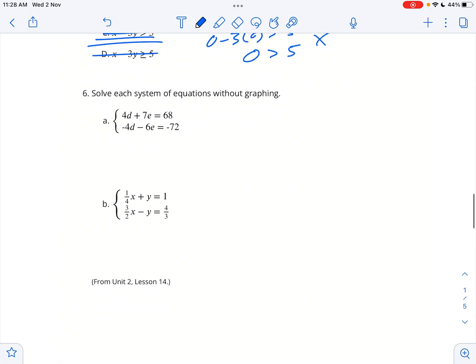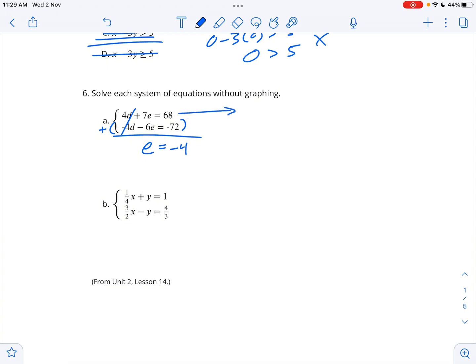All right, now we're getting into some of our review problems. Solve each system. You know, we learned different ways to do that. You did that with the substitution when I was gone. So for this one, I would probably combine these by adding the two equations to create a new equivalent equation. 4D plus negative 4D just cancels out. Okay? 7E plus negative 6 gives me E. 68 plus negative 72 is negative 4. So there's half my answer.